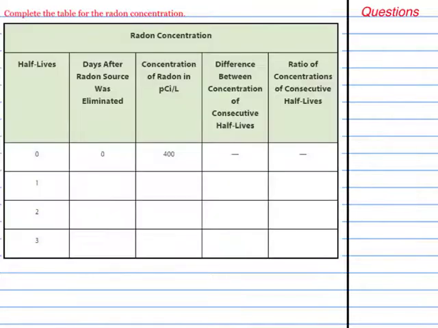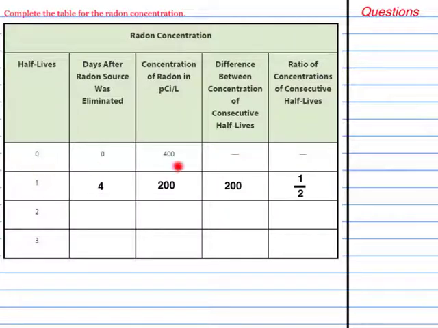So now I've got a feel for how this is going to play out. I should be able to complete the table for the radon concentration in the house as the days continue. So we set up a table. We have half-lives. Once again, one half-life is 4 days. And at the end of 4 days, we know that we went from 400 to 200. And then we were able to find the difference between the concentration of consecutive half-lives, which was 200, and then the ratio of 200 to 400 was 1/2.